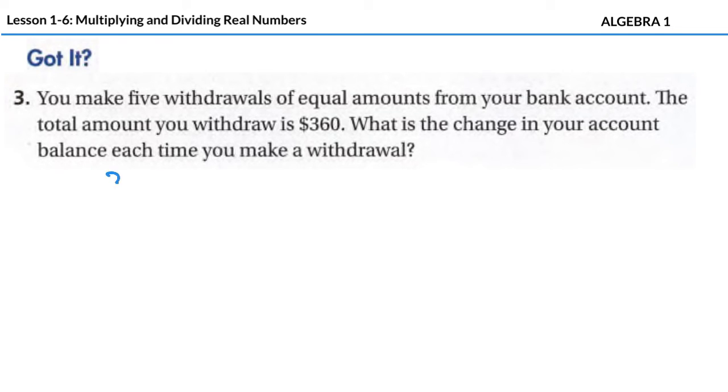So $360 you divide by 5 because you're withdrawing 5 times. So 360 divided by 5 is going to be $72. So the change in your account balance each time you make a withdrawal is $72. Great. Let's move on to understand another concept.